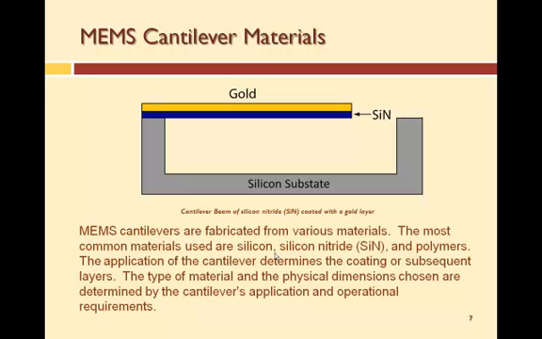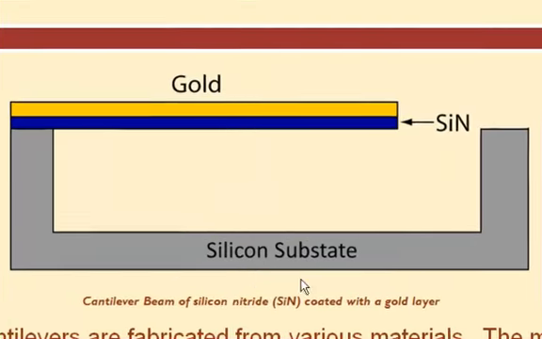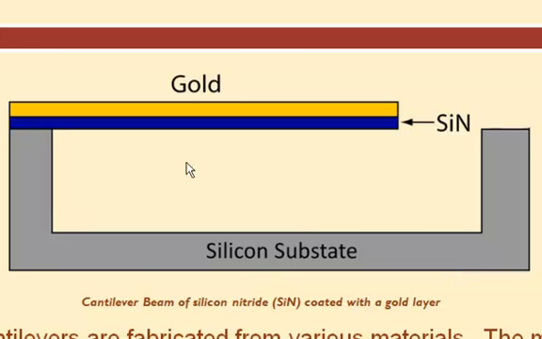So how are they made? Well, this is one example. Okay, this is a silicon substrate that's been etched out underneath a silicon nitride cantilever with gold on top of it. That's a typical structure for a micro cantilever. There's lots of ways to make these cantilevers. This is one such way.